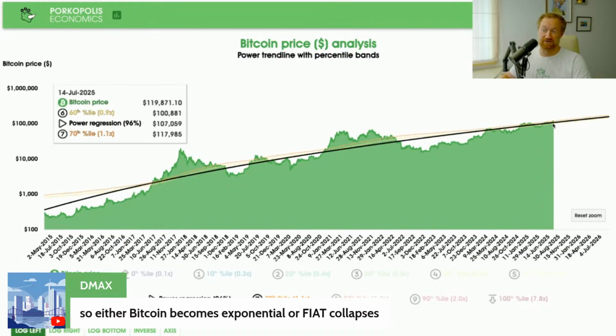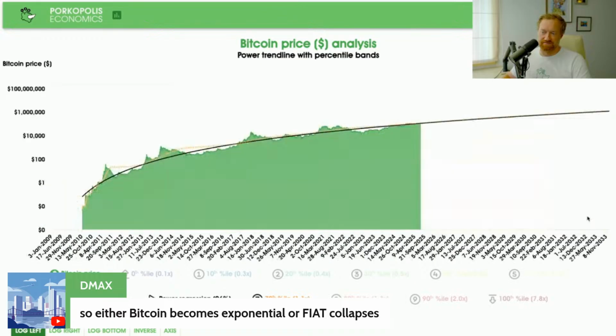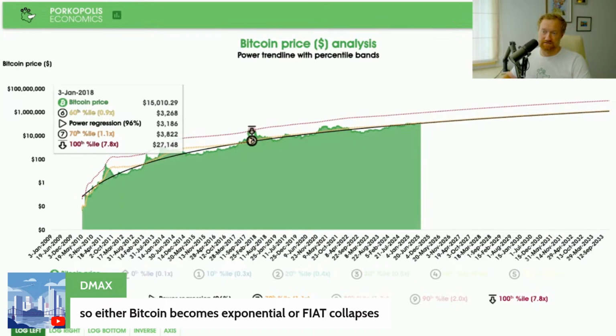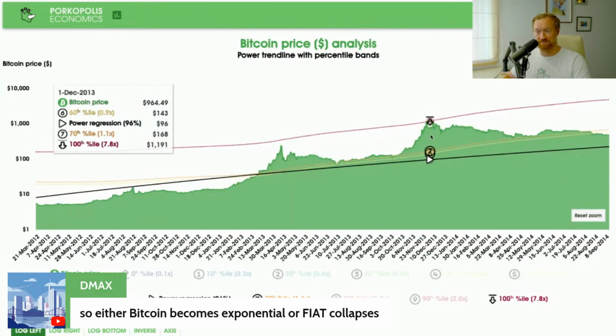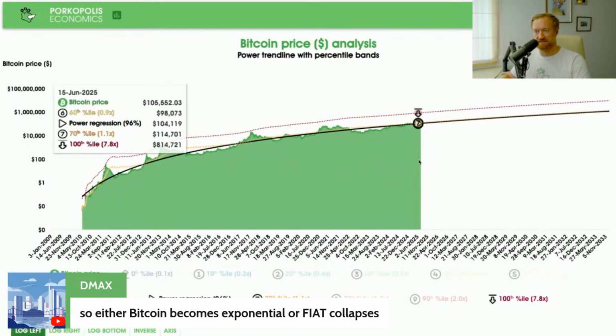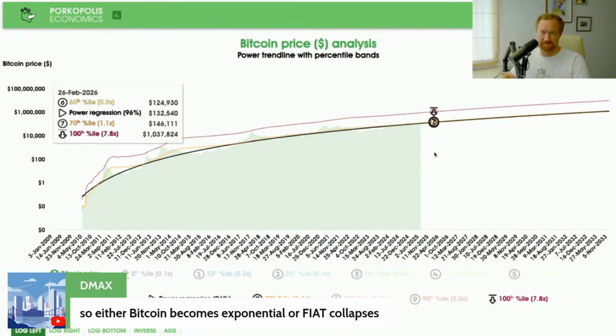Doesn't mean we can't go exponential or hyper Bitcoinization. But in my opinion, that is about a 0.1% chance. All right, even getting to here, which is 7.8x the power trend, has not happened since 2013. All right, what's 7.8x the power trend moving out to the end of the year? It's $1 million a Bitcoin.